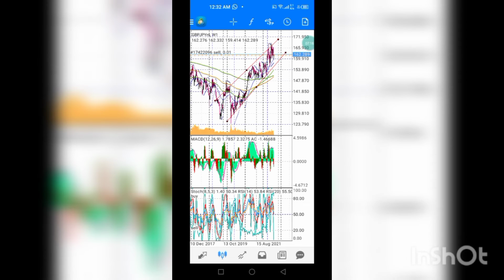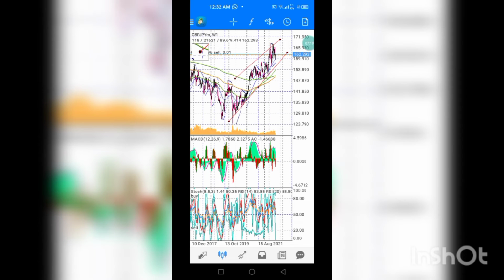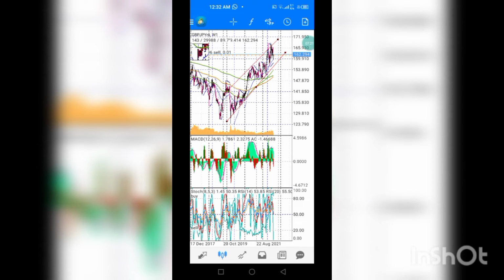As you can see right here, we are clearly in an upward trend. The market is in an upward trend. This is up, and I'm showing you the arrow right here, pointing up.